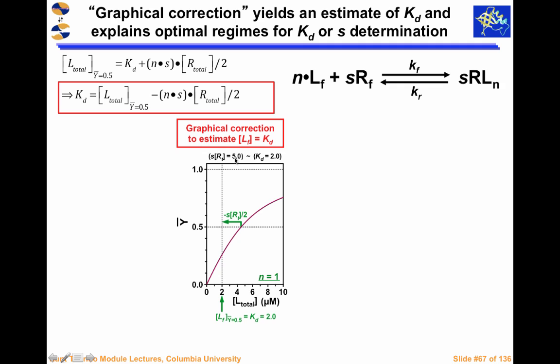And so we're going to call this a regime of binding experiment design. This regime is the regime where SRT is rather similar in value to KD. The next regime we're going to consider is when SRT is much smaller. So this is the regime for this first analysis.